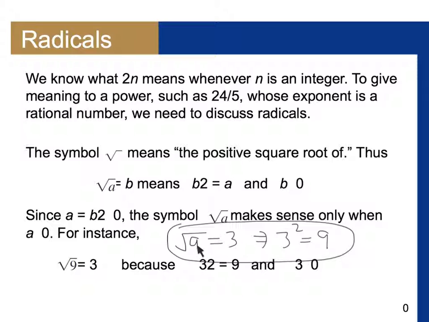Now we can only do this when this number is greater than or equal to 0. The reason for that is you can't square a number and get a negative, right? So you can't have a negative inside a square root. So when we say square root of a equals b, that means b squared equals a. That should be b squared there. And b has to be greater than or equal to 0. So let me rewrite that here. This says b squared equals a, and b has to be positive or 0.